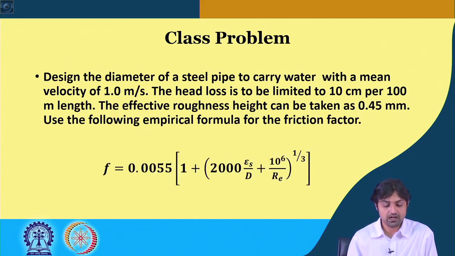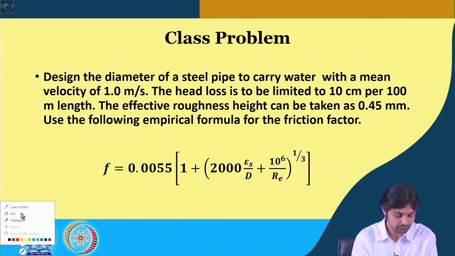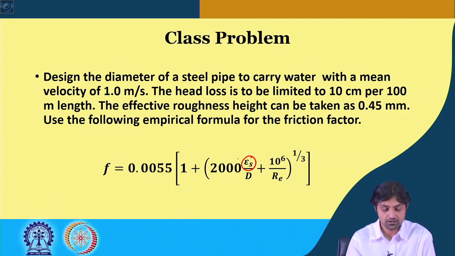It says: design the diameter of a steel pipe to carry water with mean velocity of 1 meter per second. The head loss is to be limited to 10 centimeters per 100 meter length. The effective roughness height can be taken as 0.45. Now use the following empirical formula for friction factor. So in this question, we already have been given epsilon. So f we can calculate. We have been given the functional dependence of f. How to find out f?